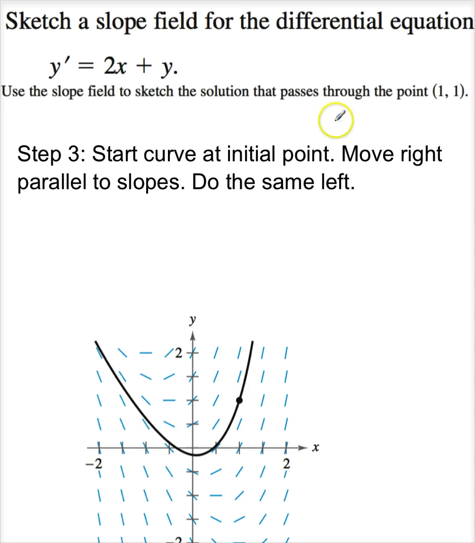And the third step is you start a curve at the initial point. So if I wanted it to pass through the point (1, 1), you come over to (1, 1) and put your dot. And then you start the curve at that point and you move to the right and you go parallel to the slopes, but you don't cross the slopes. And after you've gone right, then of course you go left. And you see you just keep going parallel to these little slope lines.